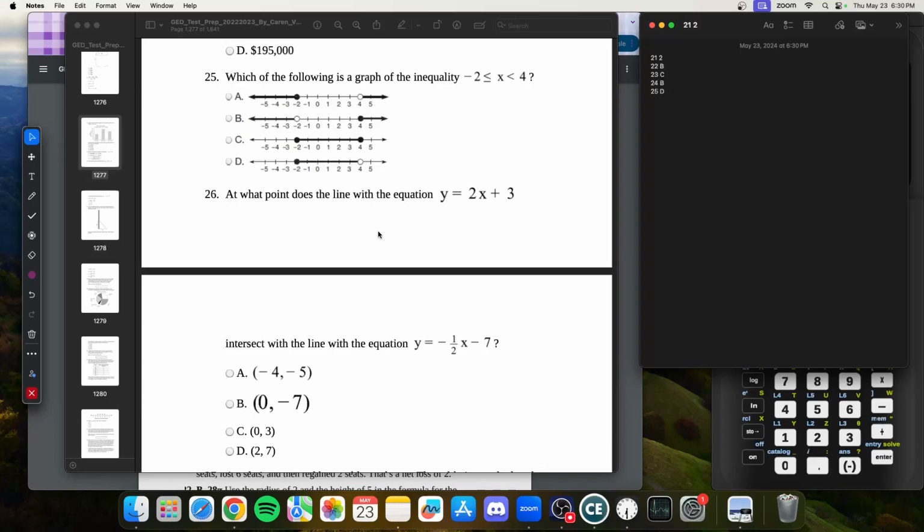Open bubble is for less than, greater than. Dark bubble is for less than or equal to, or greater than or equal to. And hopefully you can tell x is in between -2 and 4, right? It's not like x is less than -2 or x is greater than 4. It's definitely in between. We want the in between. Definitely one of them needs to be an open bubble because we have less than 4. X can't be 4, but x can be like 3.99. That's fine.